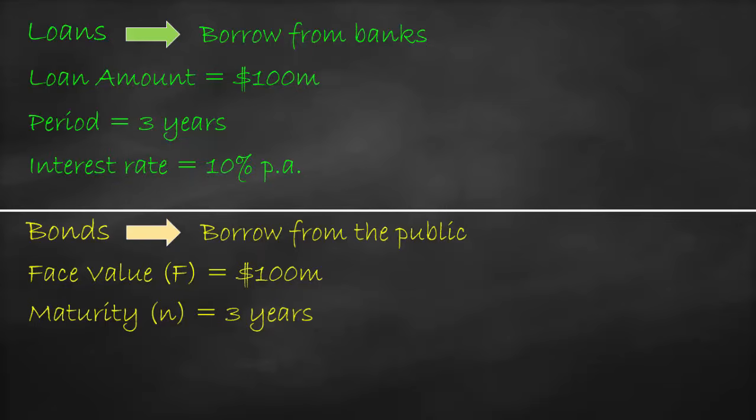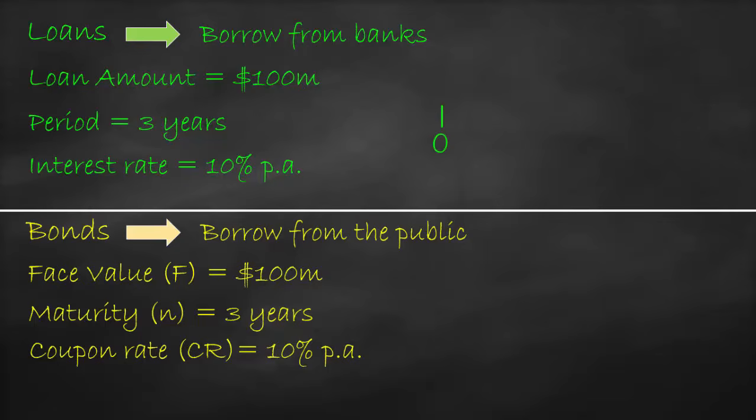For loans, we call it interest rate, which is 10% per annum. For bonds, we call it coupon rate, and we give it a symbol CR, which is 10% per annum. And this is the second difference, which means we use different terminologies, but we have exactly the same numbers here.